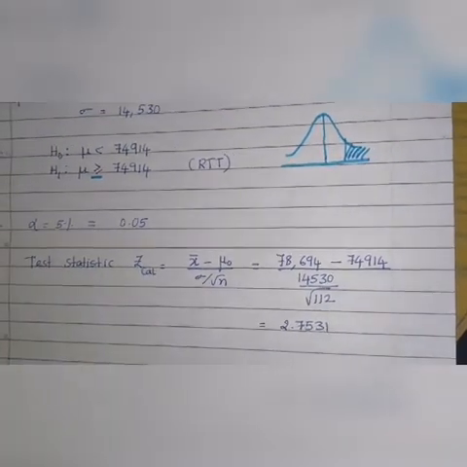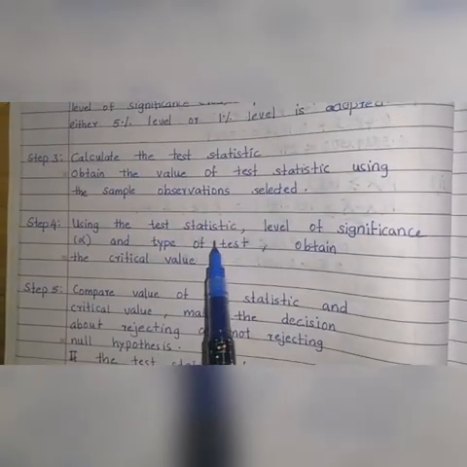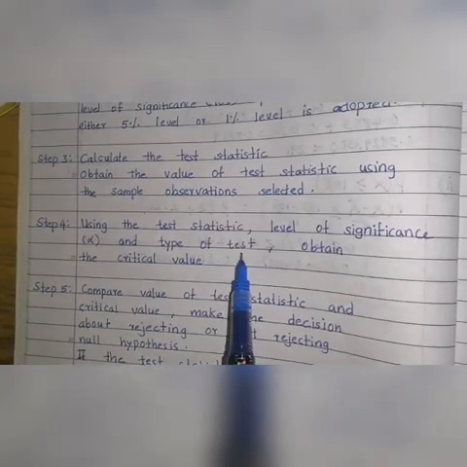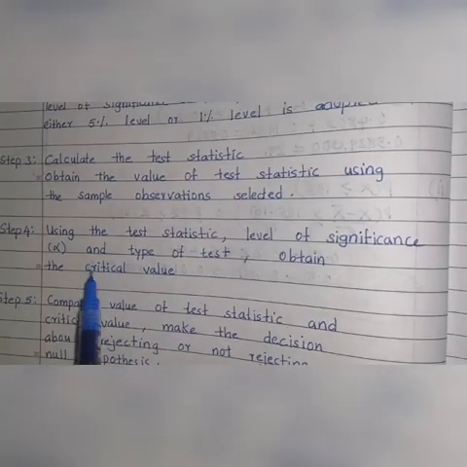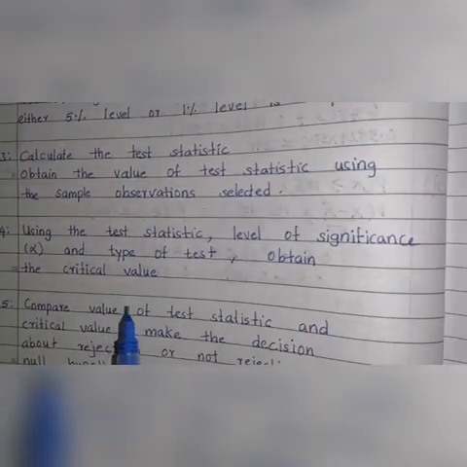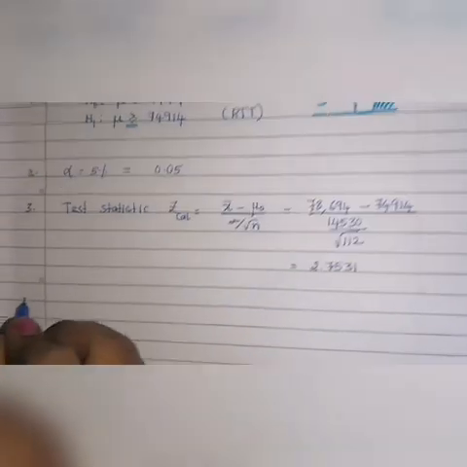Let us see what is the next step in the procedure. If you see step 4, using the test statistic, level of significance alpha and type of test, obtain the critical value. So they are asking us to find out the critical value. Critical value is nothing but the tabulated value. Now let us find out the tabulated value in step 4.